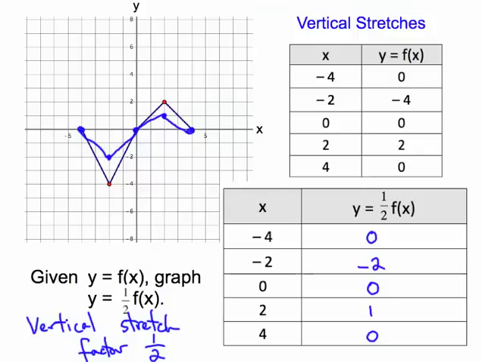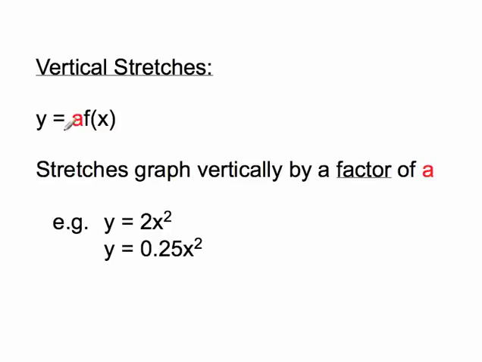So vertical stretches occur when you have a coefficient out in front of the f, multiplied by f of x, and it's going to stretch the graph vertically by whatever that factor is. So if this was a 2 down here, it's going to stretch all the y values by a factor of 2. If it was 0.25, they would all get squished down towards the x-axis, to a quarter of their previous values. So vertical stretches occur when you have a number out in front of the whole function, and that number is going to be multiplied by all of the y values, stretching or squishing it. Next, we're going to look at vertical reflections.